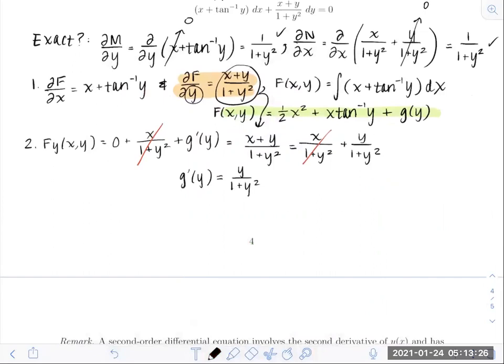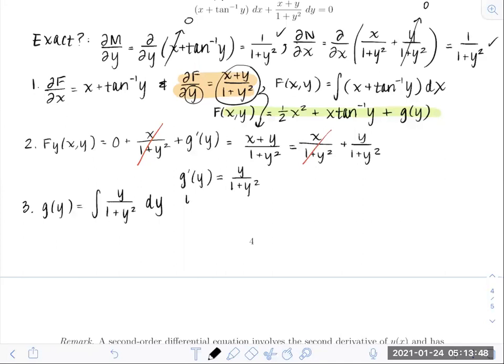All right. So next, we're going to do step 3. We'd like to solve for g of y. G of y is just going to be the integral of y over 1 plus y squared. This is no longer a partial integral. This is a standard integral because we're working with a single variable function.